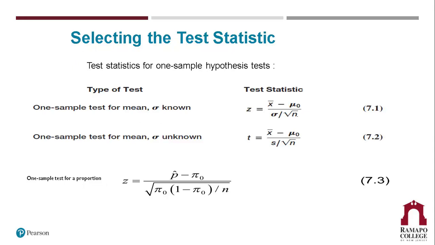Earlier, I mentioned test statistics, so which test statistic you use in a hypothesis test will depend on the type of test. On this slide, we have listed the three types of one-sample test statistics. If you have a one-sample test where the population standard deviation is known, you will use the z-test statistic. If you have a one-sample test where the population standard deviation is unknown, you would use the t-test statistic. And if you have a one-sample test for a proportion, you will use this z-test statistic.